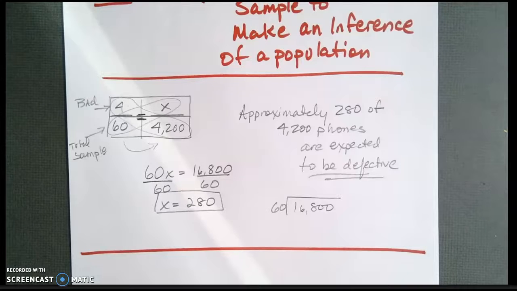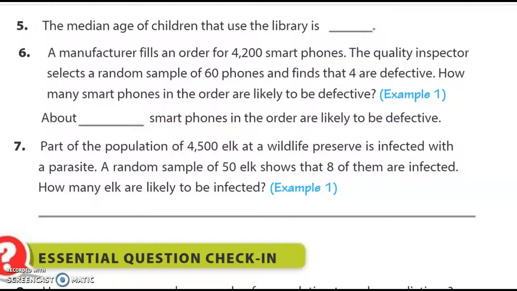Now, let's go back and look at the previous problem. Question number 7 tells me that part of the population of 4,500 elk at a wildlife preserve is infected with a parasite, like some sort of tick. A random sample of 50 elk out of that overall population shows that 8 of them are infected with that parasite. Now, how many elk are likely to be infected? I'm going to use something very similar to what I just did for the previous cell phone example.